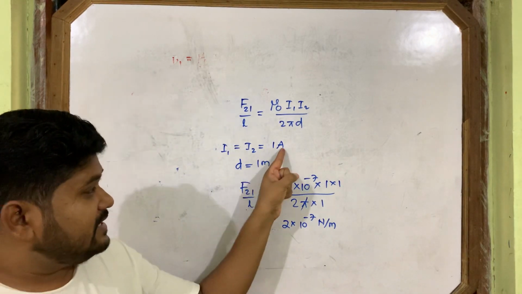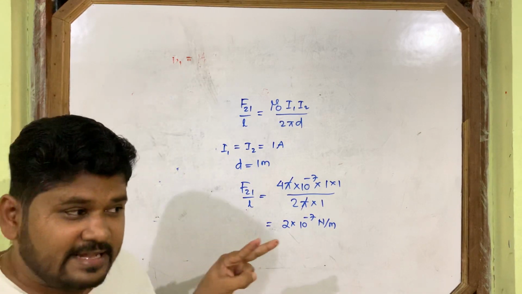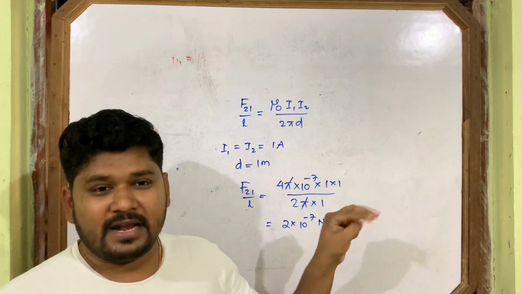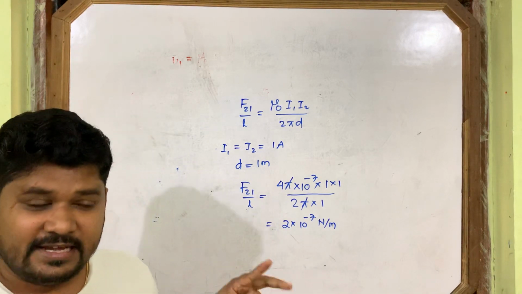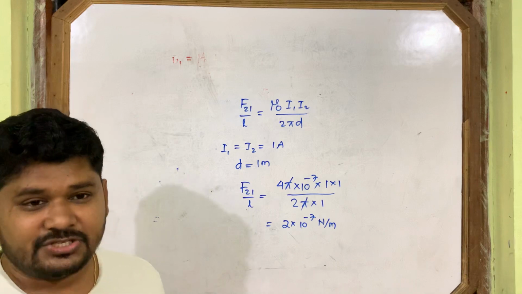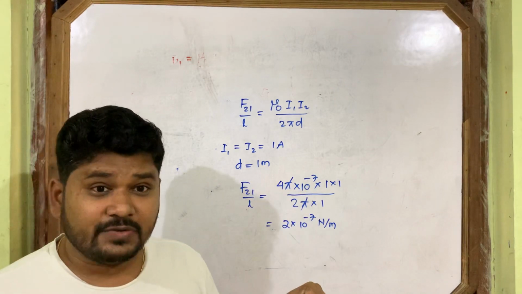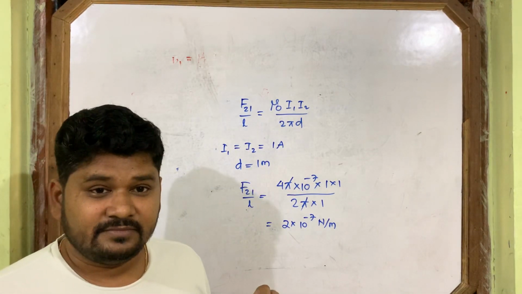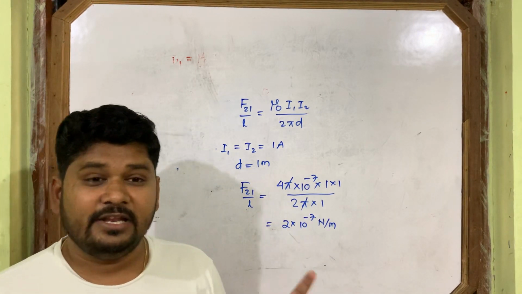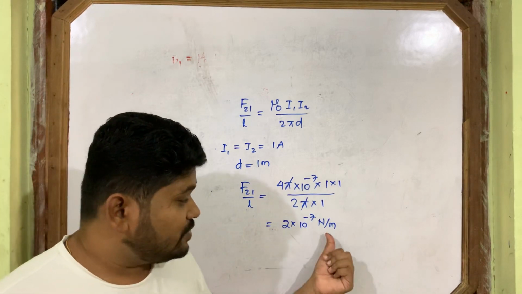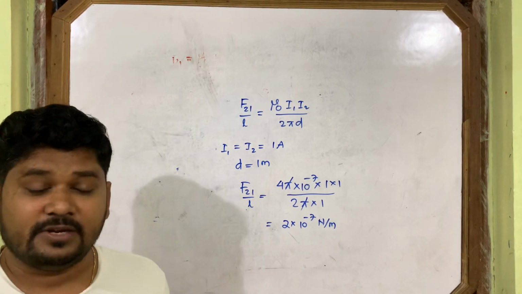So 1 ampere is that current which when passes in same direction in two parallel conductors separated by 1 meter in vacuum, then they exert a force, or attractive force, of 2 into 10 to the power minus 7 Newton per meter on each other.